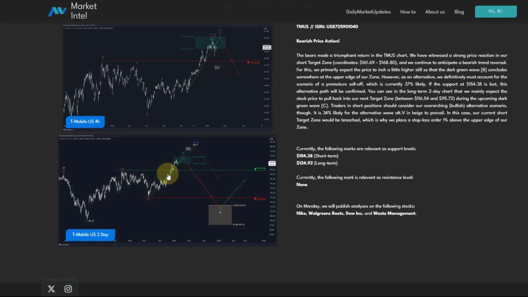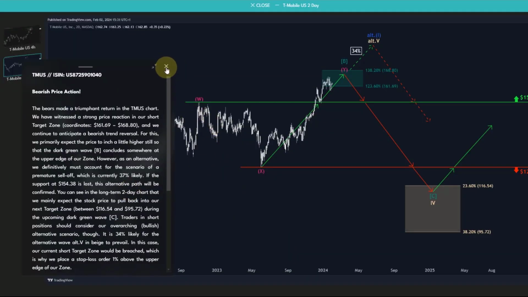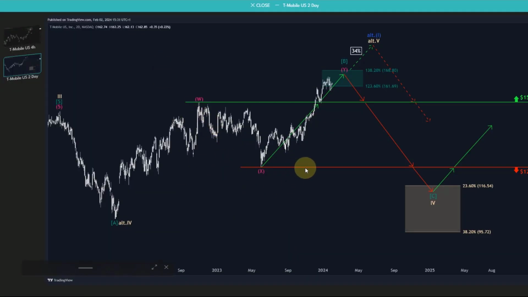So let's start on the 2-day chart. We take a look at T-Mobile. The 2-day chart gives you a long-term outlook. And this shows you the price action since 2022. So this is now interesting because in our primary scenario, which we currently assign 66% probability, we can see that a third wave topped here around August 2021. And we're basically now in this fourth wave.